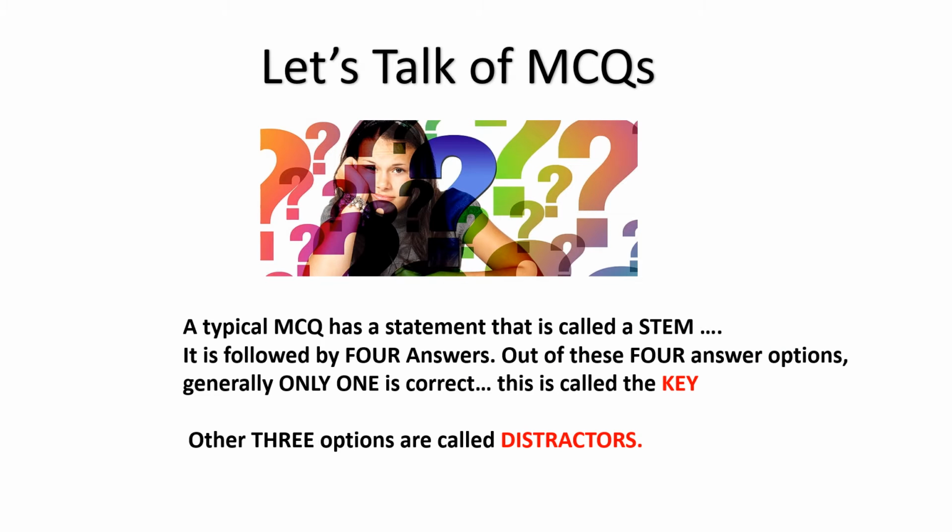After understanding the pattern of the reading section, let us now talk of MCQs, multiple choice questions. So a typical MCQ has a statement that is called a stem, which is followed by 4 answer options. Out of these 4 answer options, generally only one is correct. It is called the key. The other 3 are called the distractors.